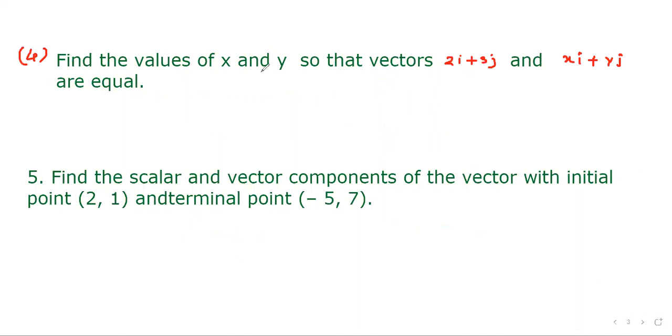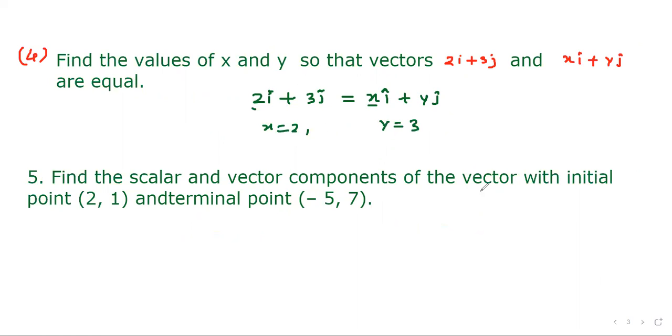Now, find the values of x and y so that vector 2i plus 3j is equal to xi plus yj. So here, corresponding coefficients of i and j must be equal. So x will be equal to 2 and y must be equal to 3.